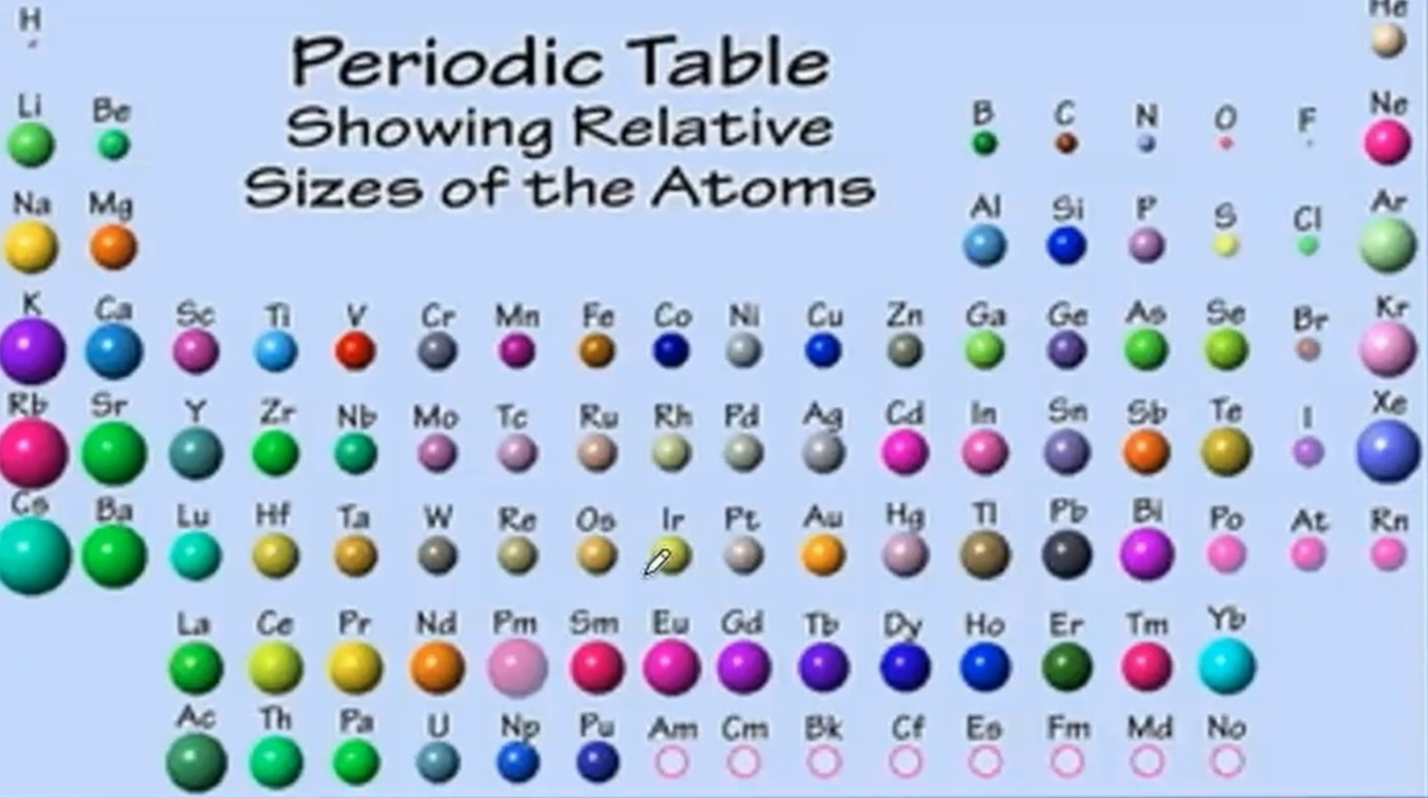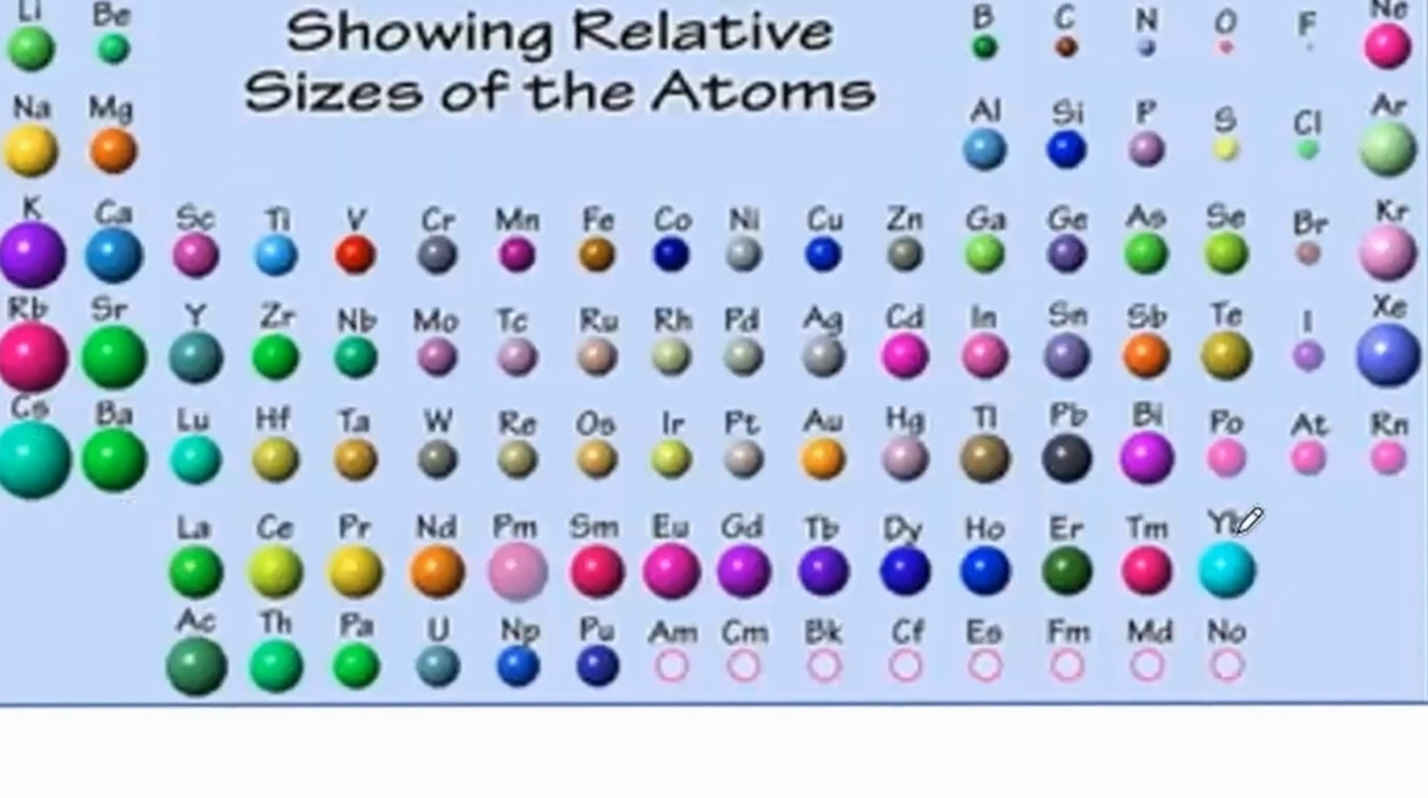And this is also another visual depiction of the sizes of the atoms. And it's important to know that cesium and potassium are very large.